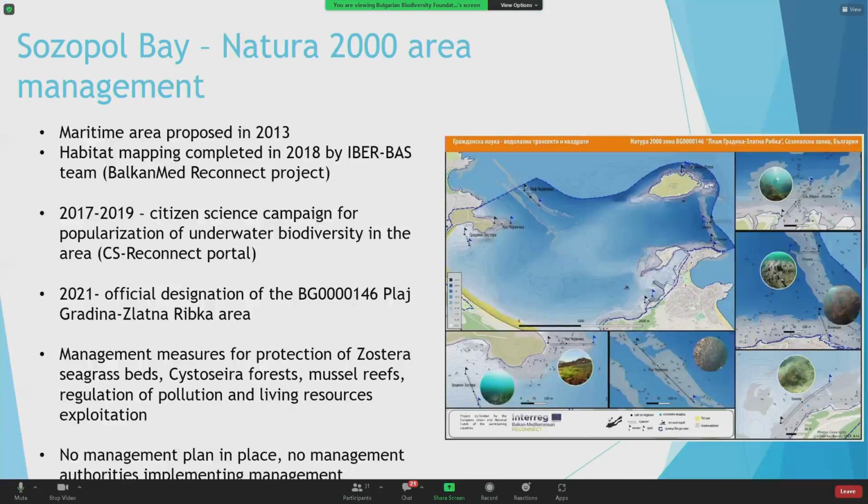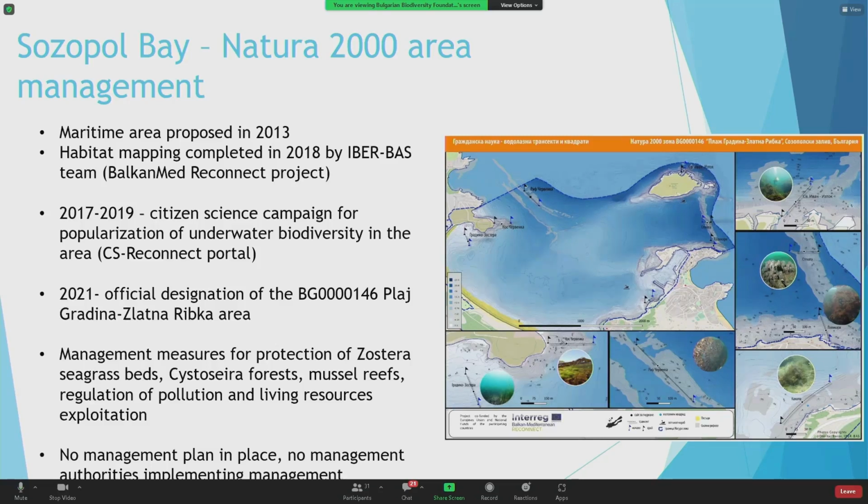And finally, in terms of management, this is a brief overview of what's happening in the Sozopol Bay area. The maritime part of the bay is part of the Natura 2000 area, Gradina Zlatna Ribka, which was proposed back in 2013. And only last year it was officially designated with some management rules officially. In the meantime, our institute, together with partners from other institutions, in the frame of this Reconnect project, managed to map all the habitats there and determine their ecological status. But this was not work done in collaboration with the Ministry of Environment. This was a research project.